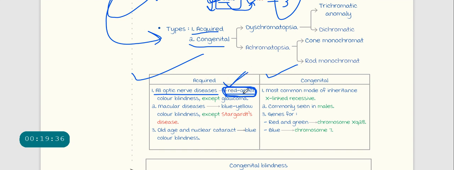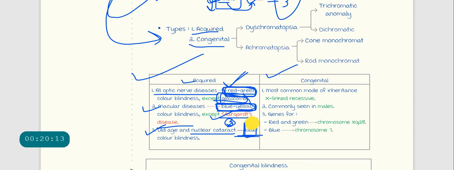Now in macular diseases in acquired color blindness, there is a defect in blue and yellow color, except in Stargardt's disease. Very important point over here. In old age and nuclear cataracts, you can see blue color blindness. Remember the color, students: blue color. Here it was green and red, not in glaucoma.